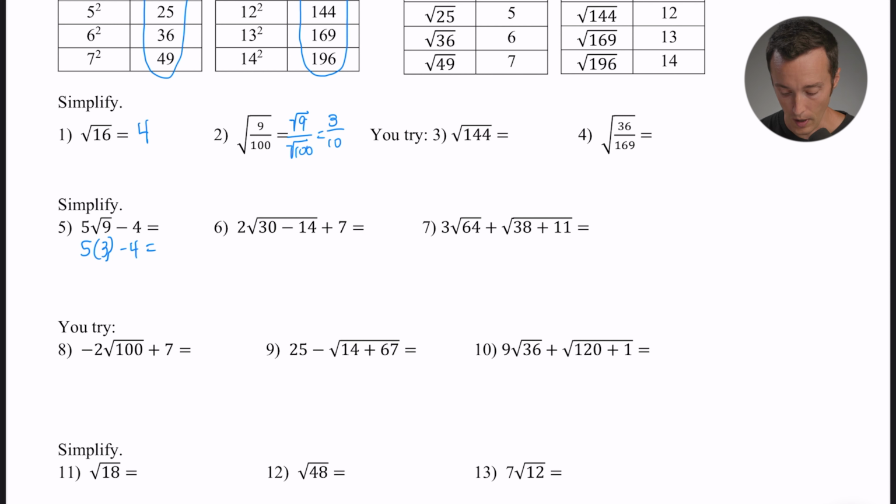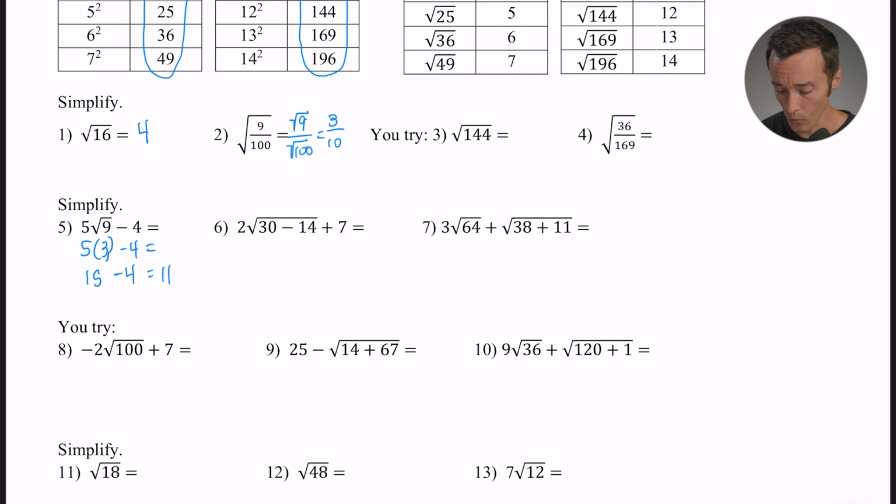Now, according to order of operations, I go left to right, and I do my multiplication first. So 5 times 3 is 15. This turns into 15 minus 4, which of course is 11. So the final answer there is 11. Sometimes you'll have a square root symbol in the middle of an equation, and you just have to know what order to evaluate things.